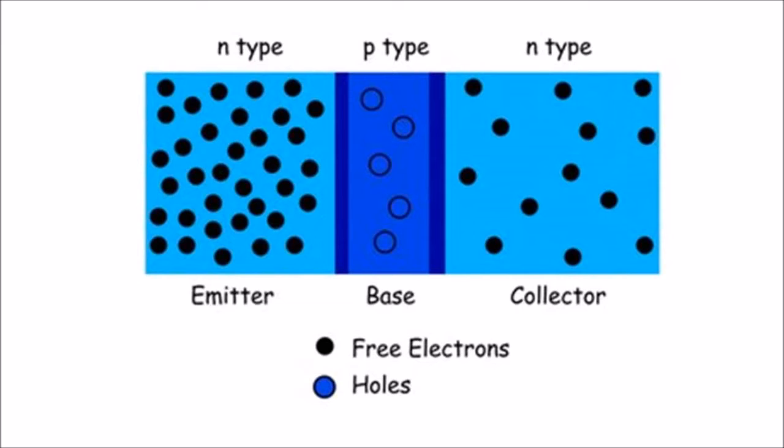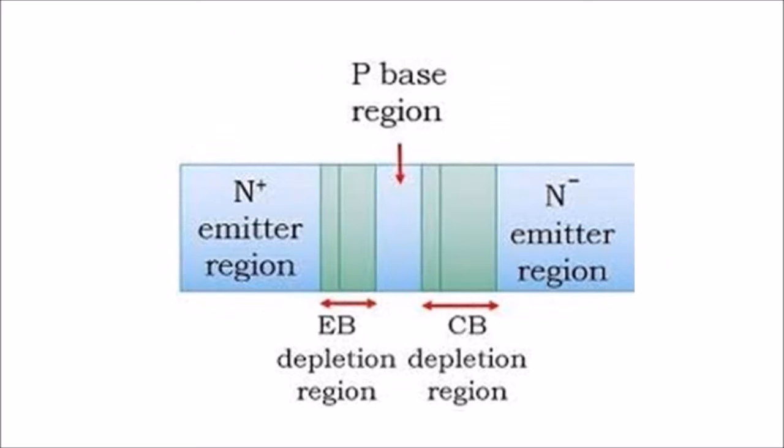When an atom loses or donates an electron, it becomes a positive ion. On the other hand, when an atom gains or accepts an electron, it becomes a negative ion. The atoms which donate electrons are known as donors, and the atoms which accept electrons are known as acceptors. So these are the basic principles of an NPN transistor.